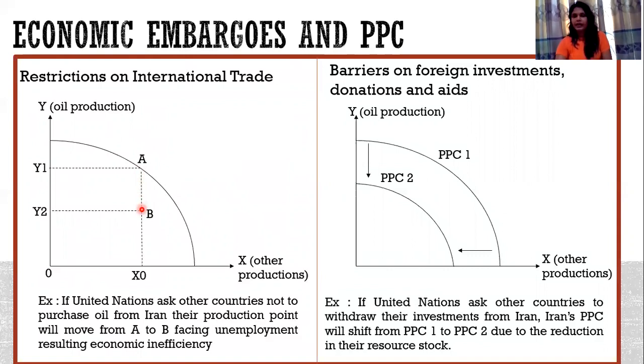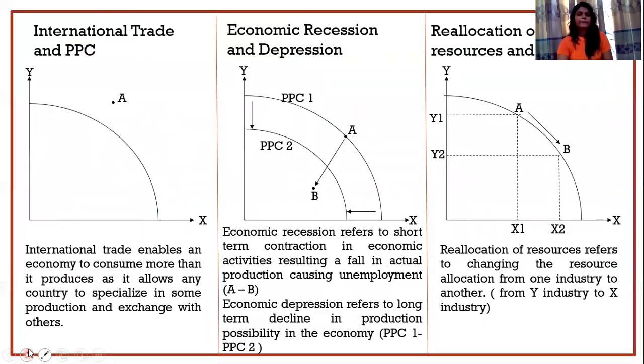And the second one is barriers on foreign investments. The example given is, assume that United Nations ask other countries to withdraw their investments from Iran. Then what happens? The production possibility of the economy will reduce. That means the PPC will shift inwards. Clear with that? Then three more concepts: international trade and PPC, economic recession and depression, and allocation of resources and PPC.